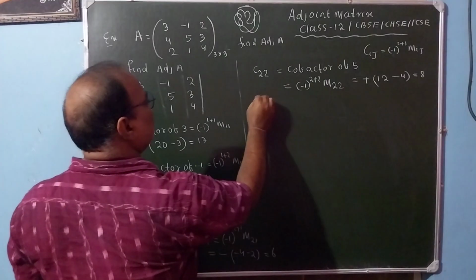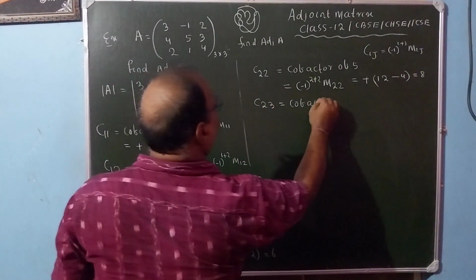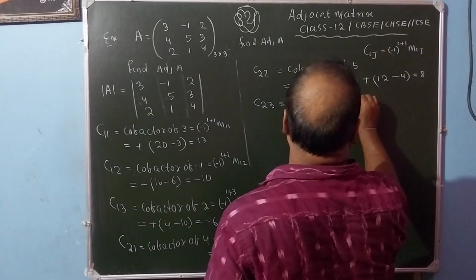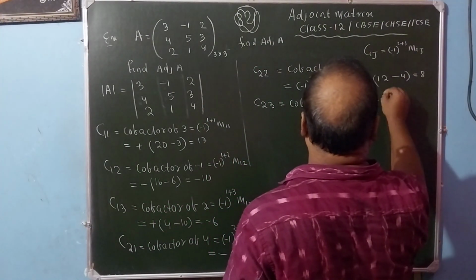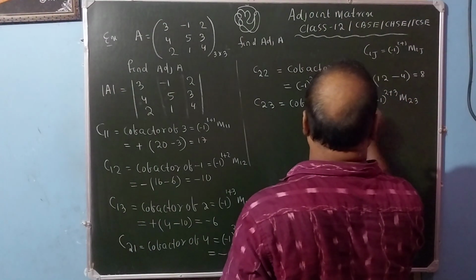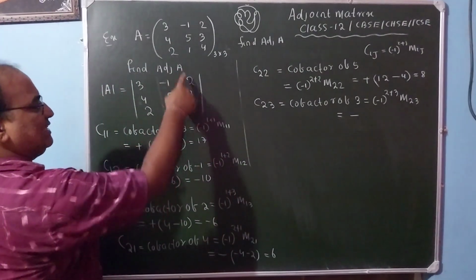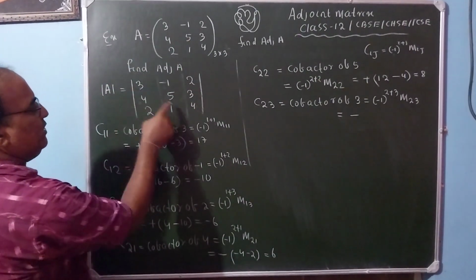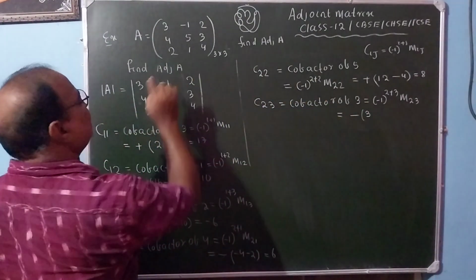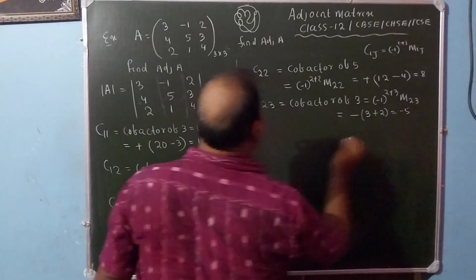Next C23 cofactor of this element 3, minus 1 to the power 2 plus 3 minor of 2 3. So here it is negative. M23, minor of this element. You have to delete this column, this row. 3 into 1, 3. Here it is 3 minus means plus. So it is 2. Result is minus 5.